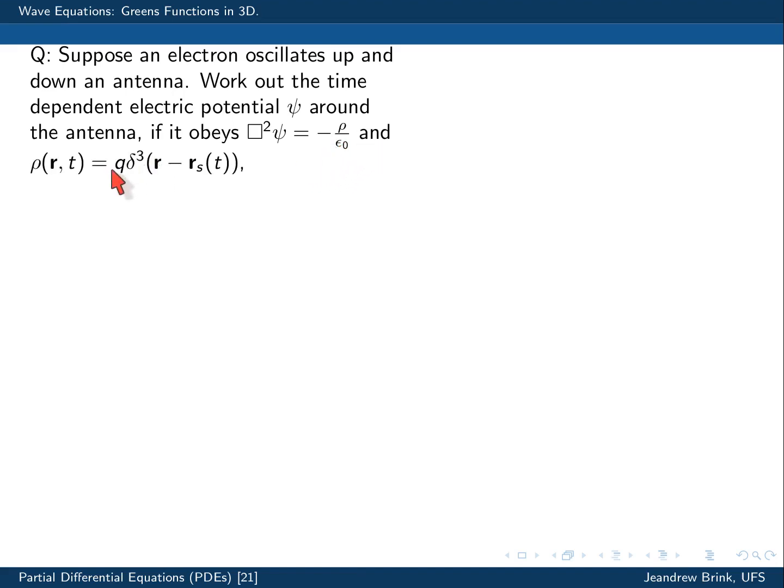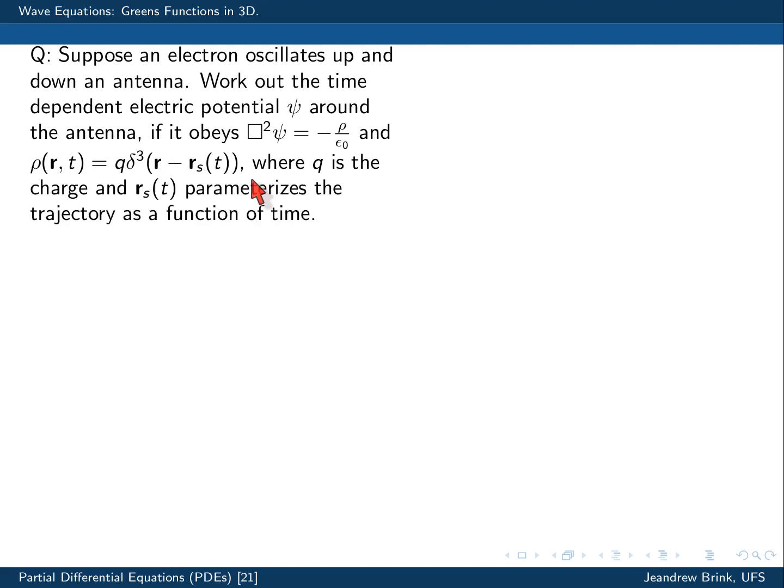We know that rho is, and we're going to look at the electric field for a single electron, your charge density, so it's your charge, the charge of the electron, multiplied by a delta function, which tells you where the electron is. In other words, it's only going to be a source when R is equal to Rs, where Rs is a function of t, basically a vector that describes the position of your electron. The delta function is also very useful because we're going to put it in an integral and it makes things easier to evaluate, which is why we have the example. So Q is the charge and Rs parameterizes the trajectory as a function of time.